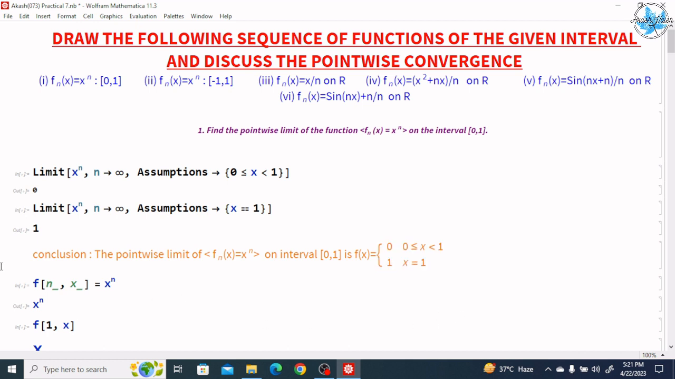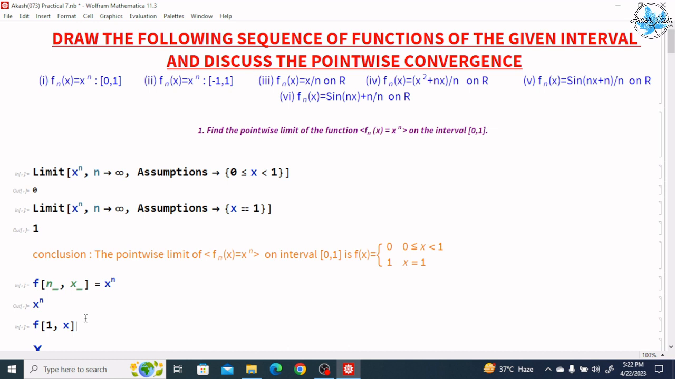Now to draw the graph, first define the function, that is f subscript n, with x subscript. Why am I using the subscript sign? Because I will change the values of x and n according to the graph. To draw the graph I have to put these values, so that's why I have taken the n subscript and x subscript, and then write the function x to the power n. Then press shift plus enter key, you will get the result, that is x to the power n.